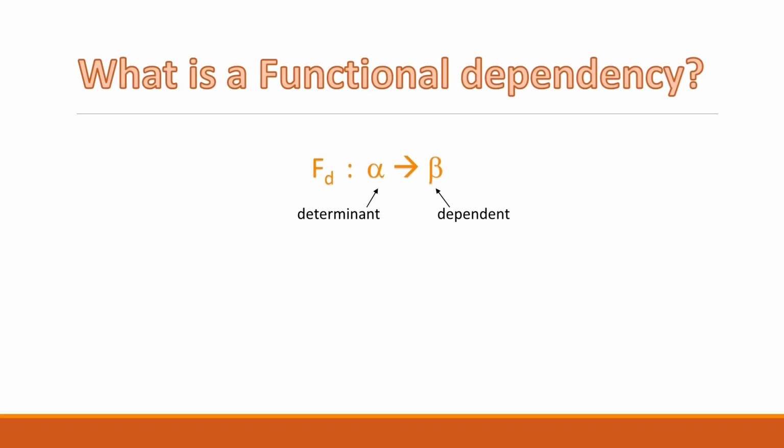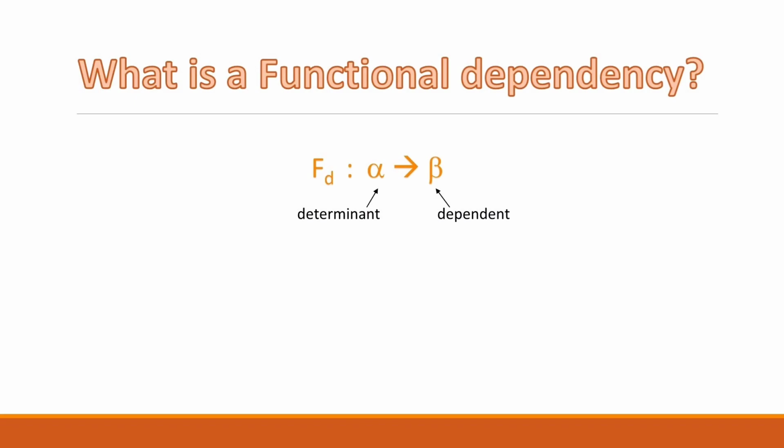Now remember that we are not computing the value of beta with the help of alpha. Here we are searching the value of beta for a given value of alpha. Now one more thing, here both alpha and beta are set of attributes. That is, they may contain one or more attributes.